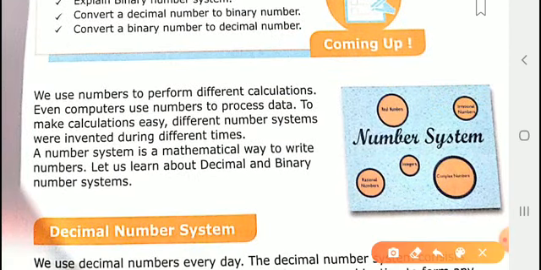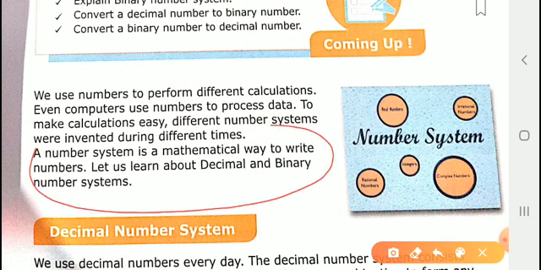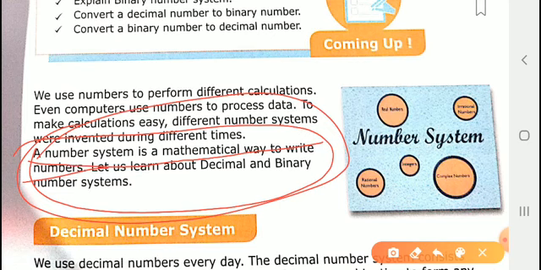A number system is a mathematical way to write numbers. Mathematical way means any number like 123, 231, all come under the number system. These are written following the rules and regulations of the number system.